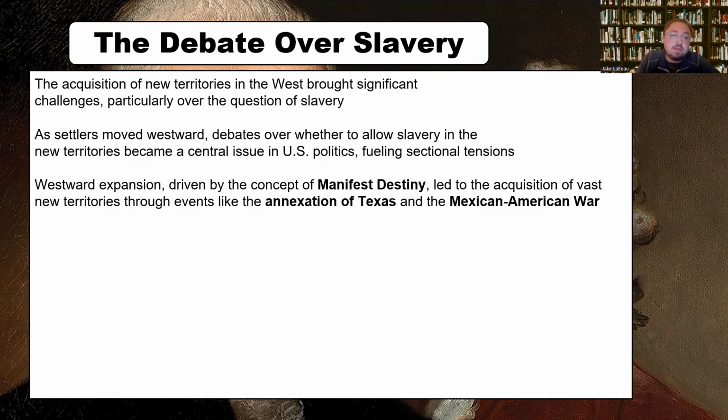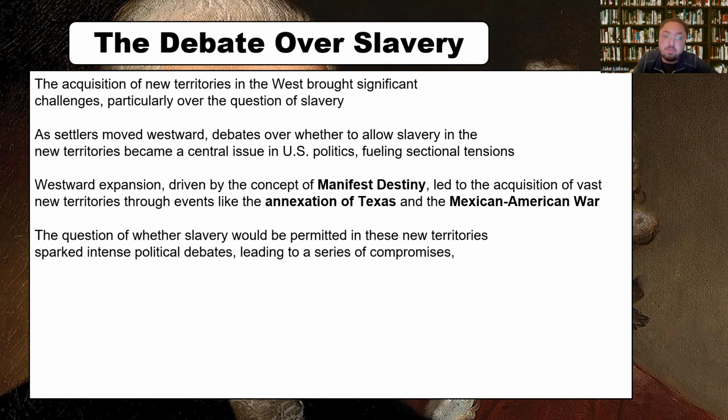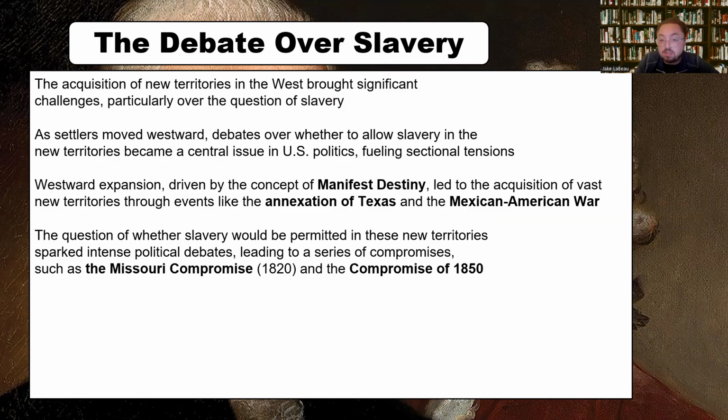All right. And we're going to get these vast new territories, like the annexation of Texas and the Mexican American War. So the annexation of Texas is going to happen in 1845, and the Mexican American War resulted in the acquisition of the southwest part of the United States. It gives us even more territory, and the debate is going to intensify because of that. So the question of whether we would permit slavery in these new territories sparked some compromises, and the first one is going to be the Missouri Compromise of 1820. And then there's going to be another compromise of 1850.